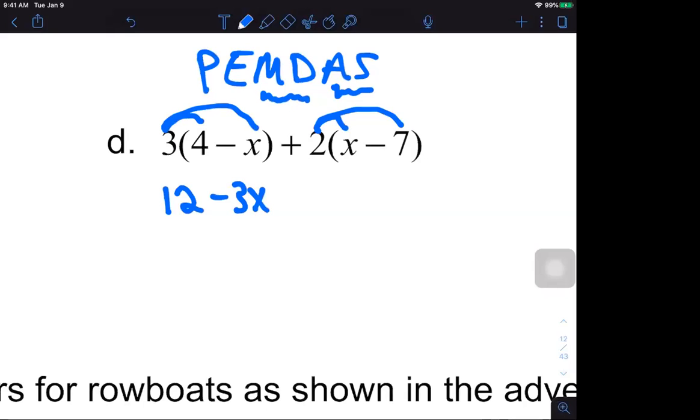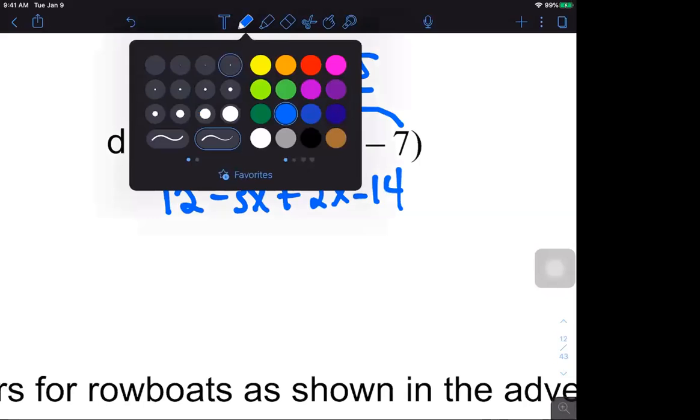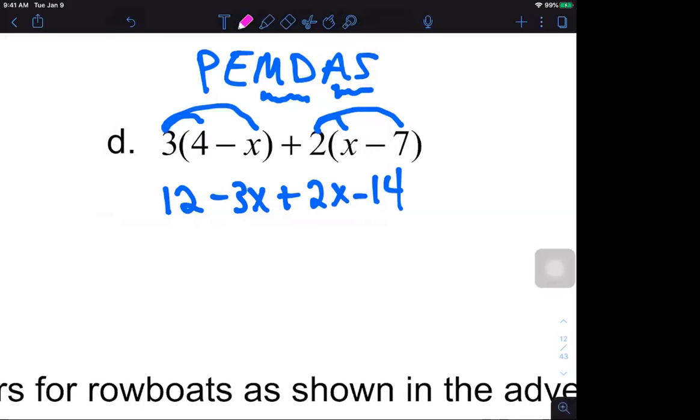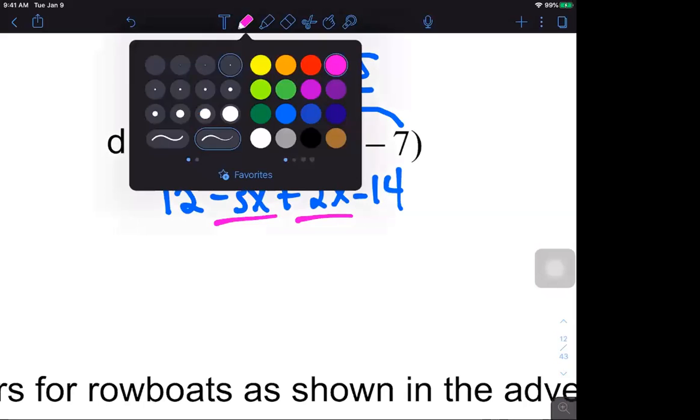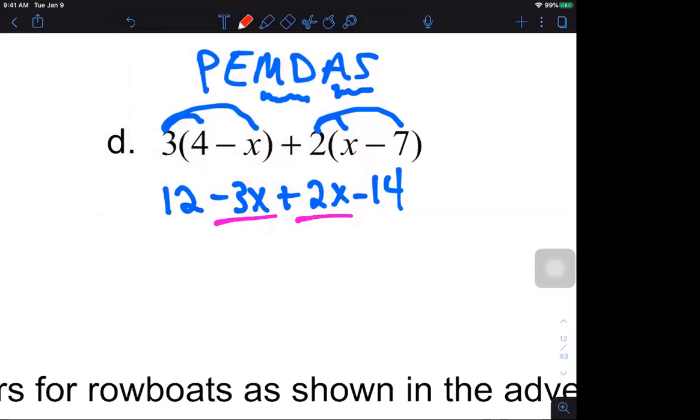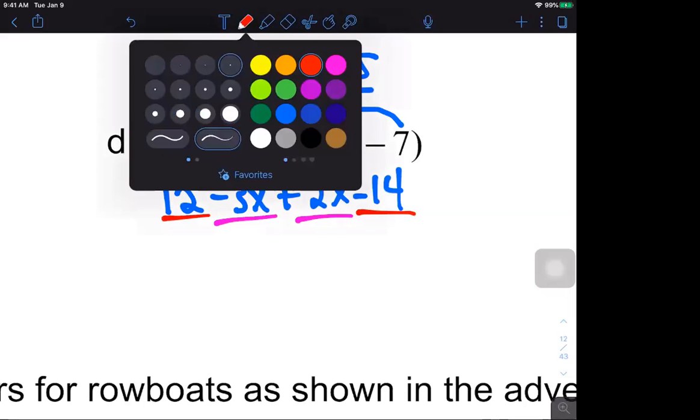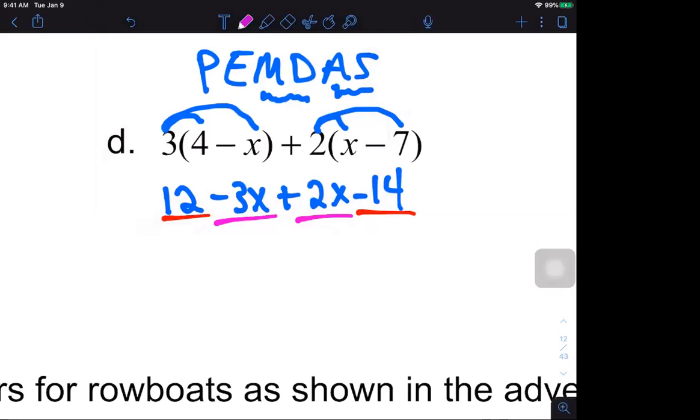Negative 3x. Now we're going to distribute the 2. 2 times x is going to give us 2x. 2 times negative 7, negative 14. Now we look at combining like terms. We have a negative 3x and a positive 2x. And then we also have a 12 and a negative 14 as our constant terms. So first, I'm going to go ahead and combine the negative 3x plus 2x. What do we get there? 2x minus 3x or negative 3x plus 2x?